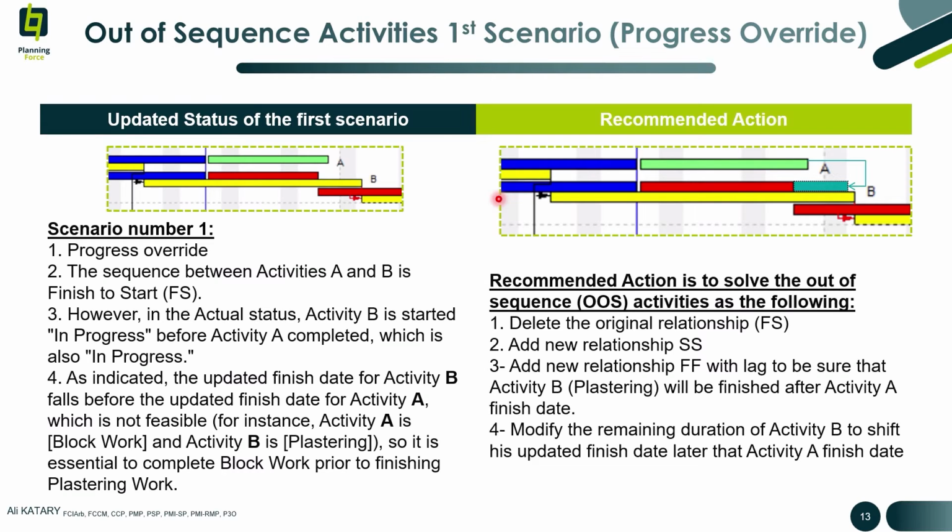Step number 4, modify the remaining duration of activity B to shift its updated finish date later than activity A finish date, as shown here. We add duration to the remaining duration of activity B to make sure that activity B will be completed after the completion of activity A.